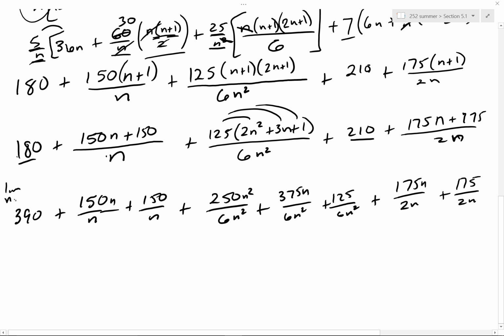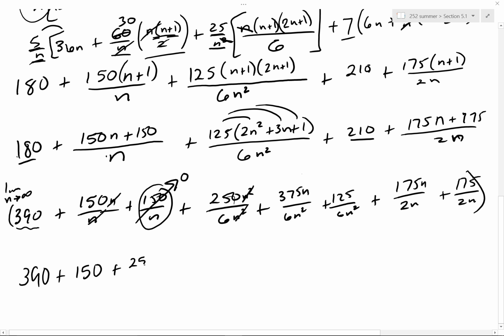Now let's take the limit of this guy as n goes to infinity. That's what I want to see happen here. Well, this one is not affected by n, so it's just 390. So that's cool. Notice that these cancel out. So it's not affected by n either, so it's just plus 150. As n goes to infinity, this thing goes to 0, so that just goes away. Notice that the n squareds here cancel out. 250 over 6, I'm just going to write it down. It's a constant. I don't know what it is yet, but it's a constant.